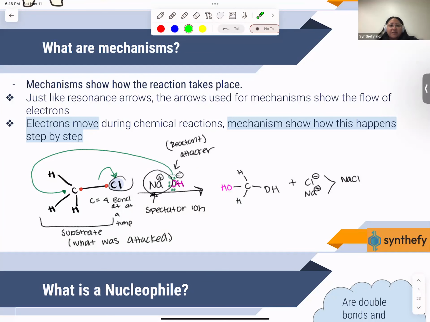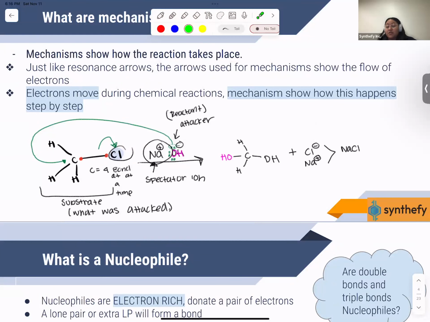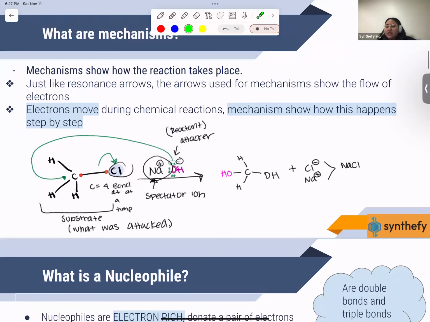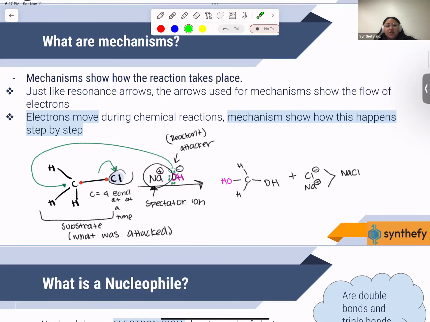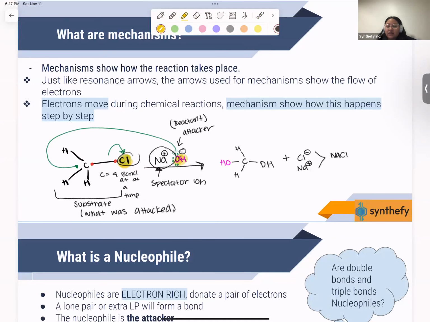And different types of mechanisms have different types of steps. So we're going to look at specifically substitution reactions. And this was a type of substitution reaction, the example I just showed. It's the SN2 reaction. And we'll see why that is in a bit. But as it says in the name, substitution reaction, you're substituting one thing for another. So here we substitute chlorine for an OH. We're just replacing it.